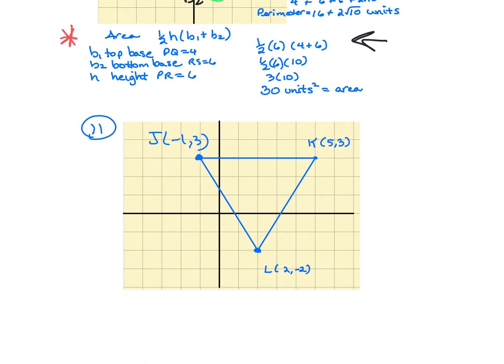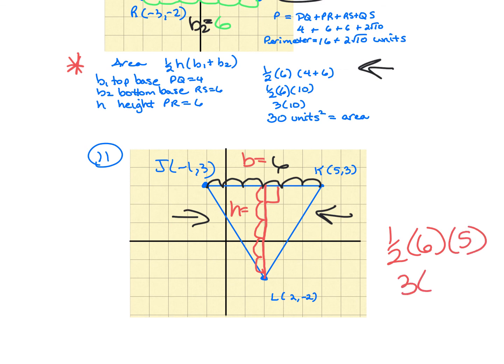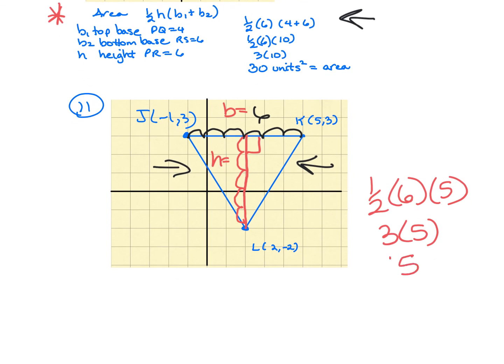Number 11, here is my triangle. Notice for this side you could count 1, 2, 3, 4, 5, 6. However, for these 2 sides, you had to use the distance formula. I need a height, so I could draw the perpendicular height straight through here. And for this, I could count 1, 2, 3, 4, 5. Height is 5, base is 6. So 1/2 base times height. 1/2 of 6 is 3, times 5 is 15. So 15 units squared.